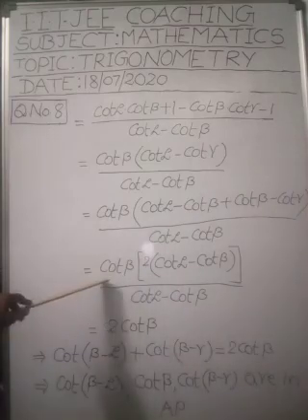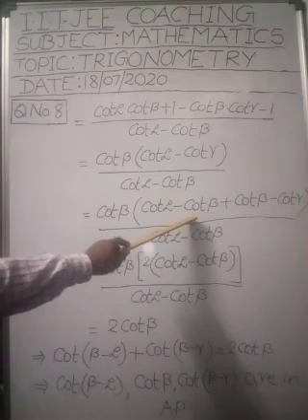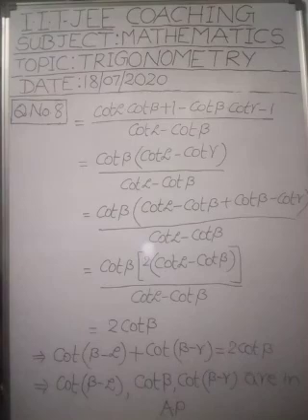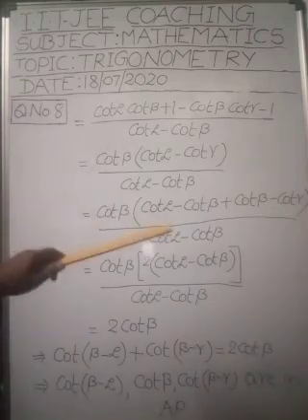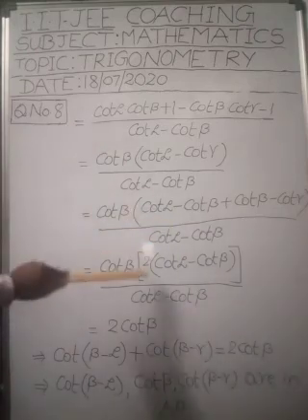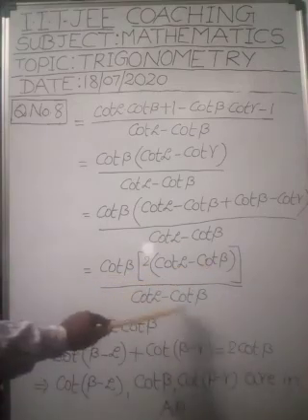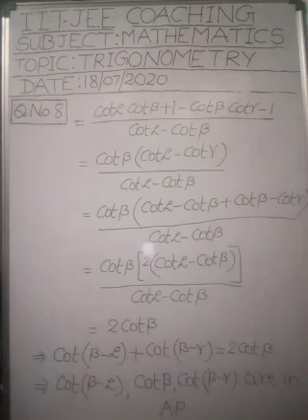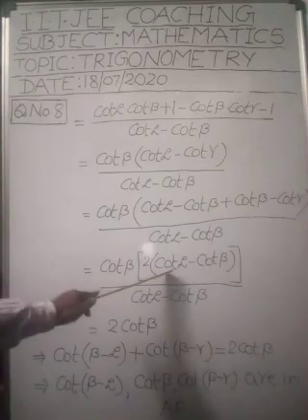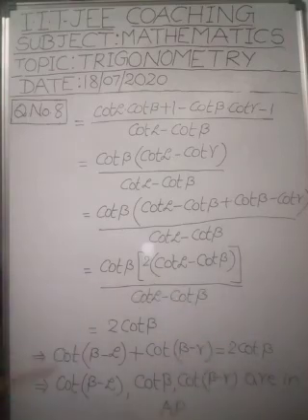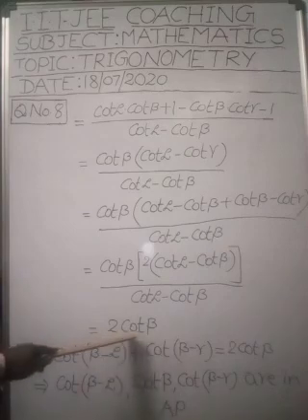Right. Now cot beta into (cot alpha minus cot beta) plus (cot beta minus cot gamma). Cot beta minus cot gamma is nothing but cot alpha minus cot beta, because cot alpha, cot beta, cot gamma are in arithmetic progression. We have proved that in the previous step. So 2 times (cot alpha minus cot beta) whole divided by (cot alpha minus cot beta). Understood this step, my dear children? Right. Here cot alpha minus cot beta gets cancelled. This factor gets cancelled, and finally we get 2 cot beta.